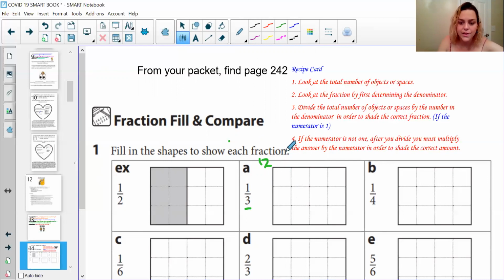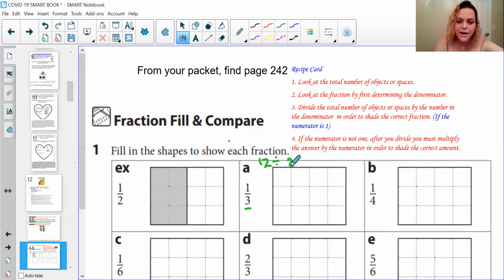Okay, now I know it's a 3. I'm going to write it down. Then it says divide the total number of objects, which we saw is 12, or spaces, by the number in the denominator, and that we saw is 3. So I have to divide these. And we're doing this in order to shade the correct fraction.